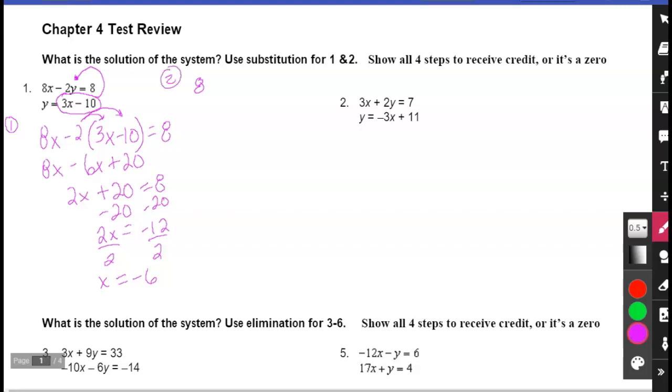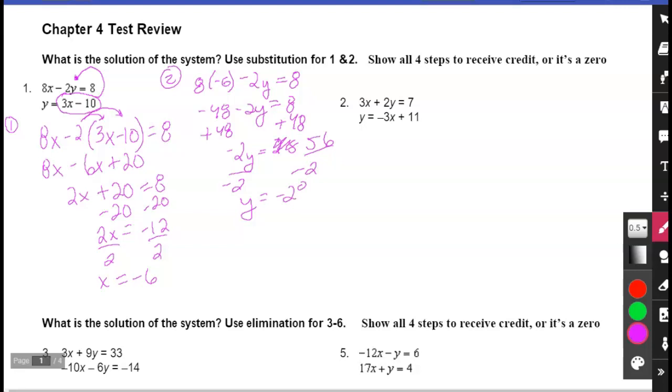So on number 2, we do 8 times negative 6 minus 2y equals 8. So negative 48 minus 2y equals 8. Add 48 to both sides. Negative 2y equals 56. A little bit of red flag here, we got a big answer. You guys know from a lot of the problems we've done, we typically don't get a negative 28 as an answer. So hopefully it checks.